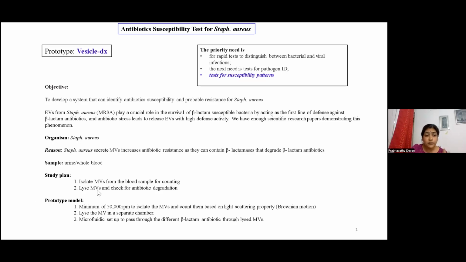So the plan was to isolate these membrane vesicles from the samples and do a sort of relative counting, and then lyse these vesicles, because it is well known that vesicles secreted by Staph aureus carry beta lactamases. So if we are able to lyse them, you are exposing the enzymes to the antibiotics, and then you can measure the degradation of the antibiotic.